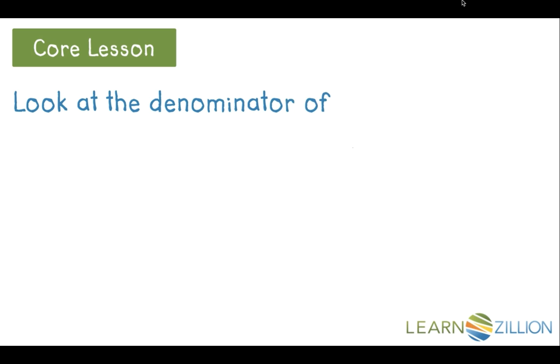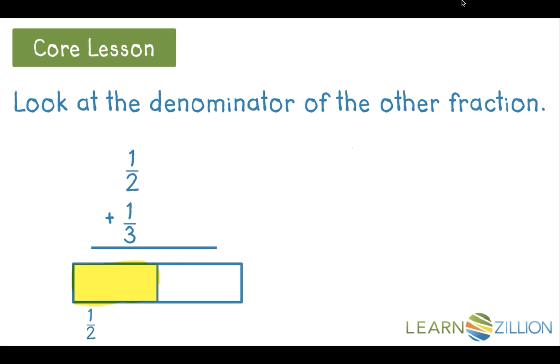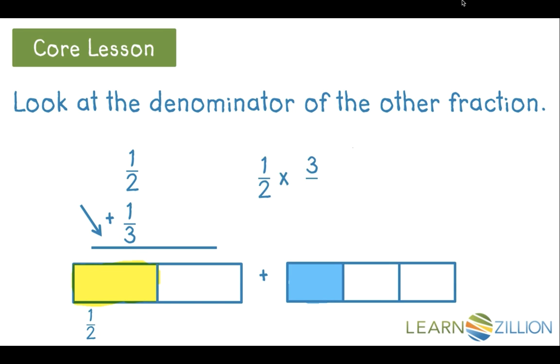Well, here's what we need to do. Look at the denominator of the other fraction to decide what number to use to make the equivalent fraction. So here I have 1/2 plus 1/3. In order to make my equivalent for 1/2, I'm going to look at 1/3. And I'm actually going to multiply by 3/3 because the denominator is 3. I'm going to use 3 to multiply my half. I write this with a 1 around it to remind me that I'm allowed to do this since 3/3 is equal to 1, and I can multiply by 1 without changing the value.